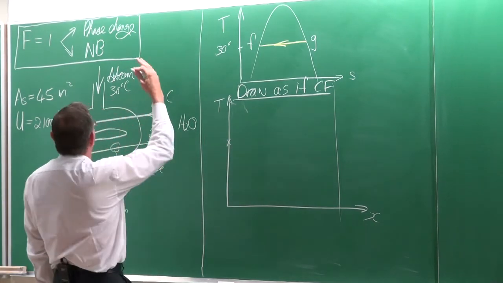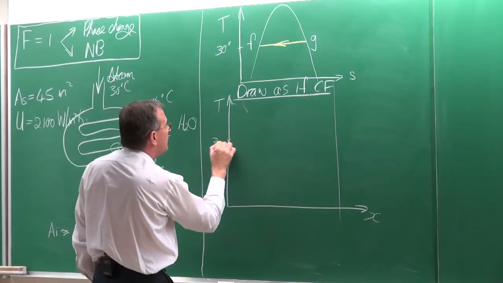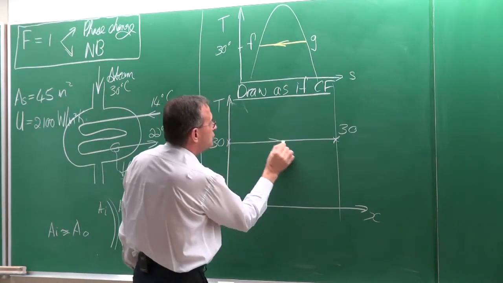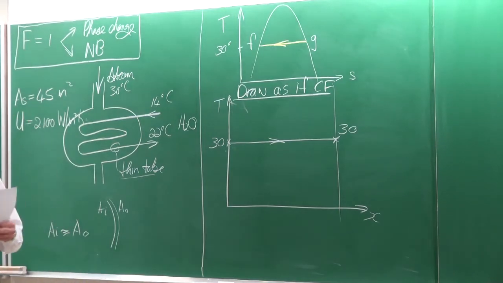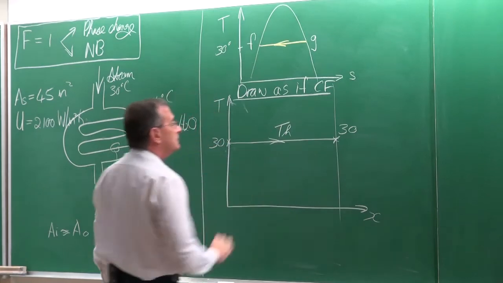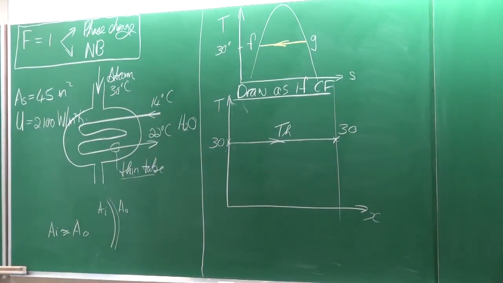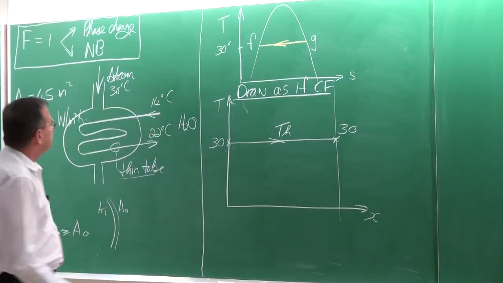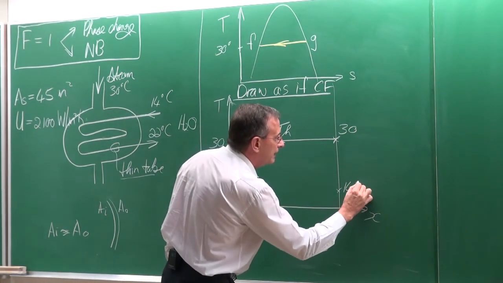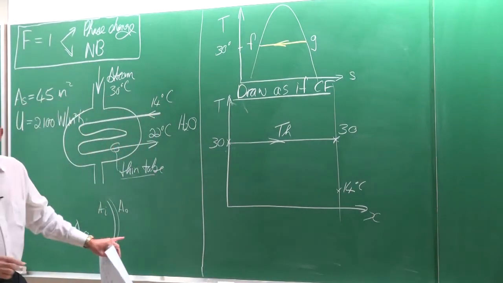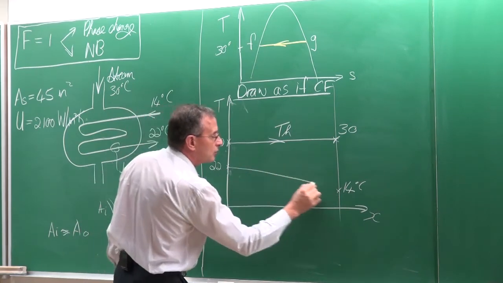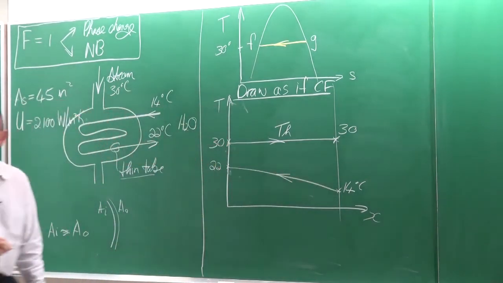So let's start on the hot side. On the hot side is 30, in and out. And let me choose it like that, it doesn't matter. So that would be the hot side. Condensation, okay? Then we've got counterflow. Take note, inlet temperature is 14, okay? And outlet temperature is 22. There is 22, so therefore, something like that.